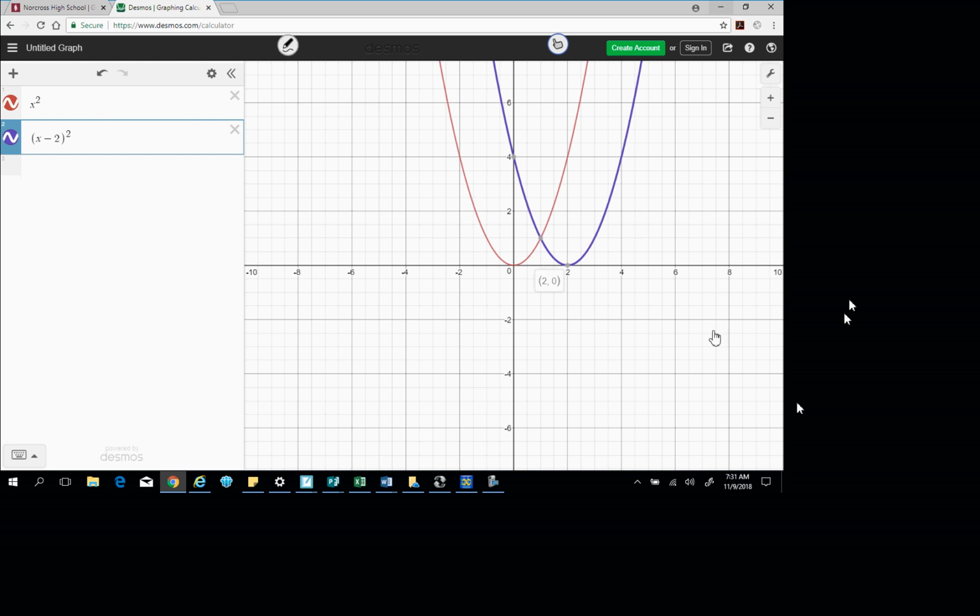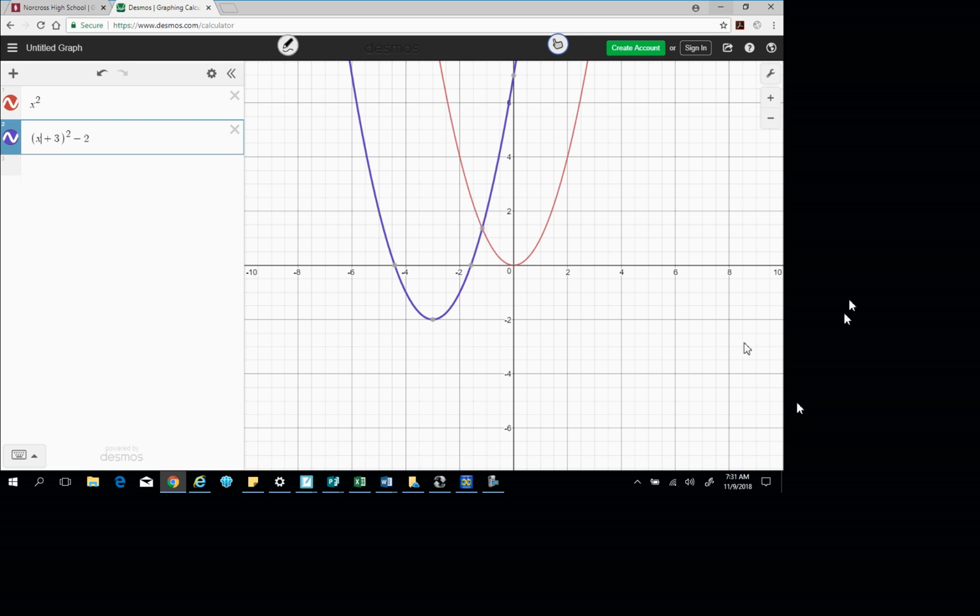See how it went over right 2? What if I added plus 2 to that? What happened to it? Up 2, and it went right 2. What if I went minus 2? What happened to it? It went down 2. What if I did plus 3 here? Left 3. So today, that's basically all we're doing.